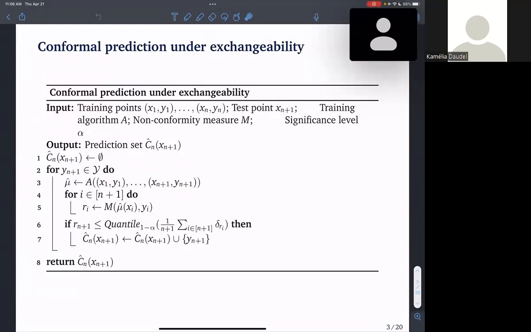For each point, you calculate the non-conformity measure, again, an example is just the least squares loss. If your loss on your (n+1)th point is less than this quantile described here, then you include it in the prediction set, otherwise you don't. The quantile itself places equal weight on each loss R_i, and the weight of each loss is 1 over n+1 in this case. The level of the quantile is 1 minus alpha. And I'll show why they have these decisions in the algorithm itself.